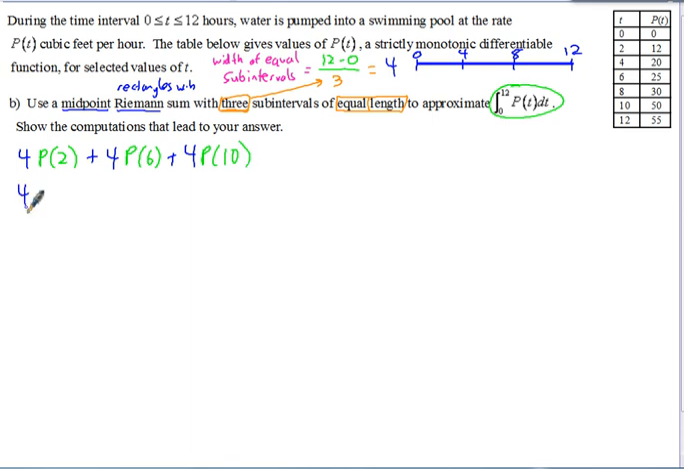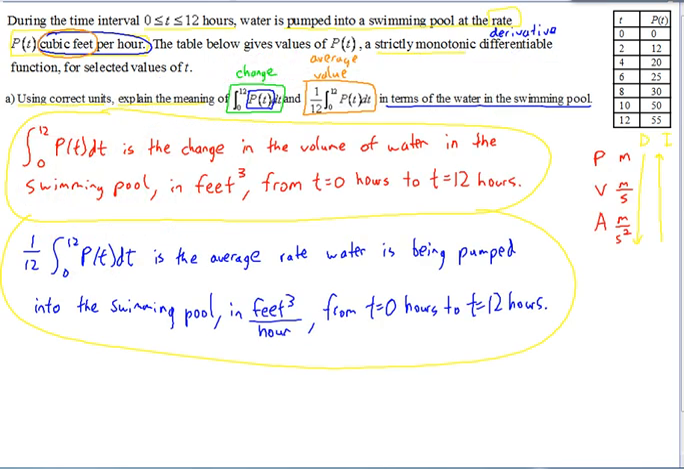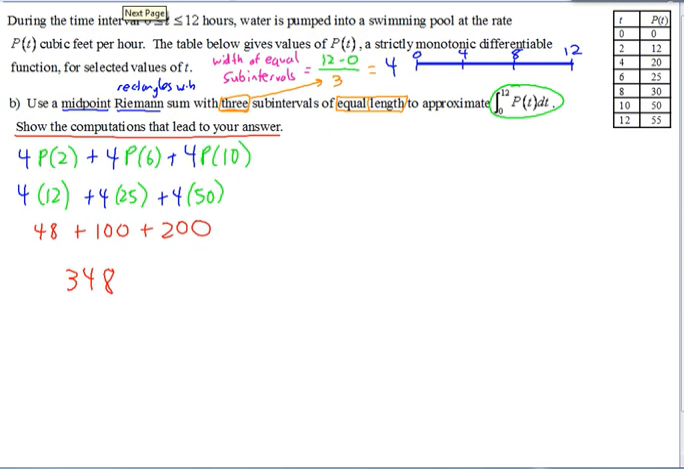And then we can put those in. P of 2, let's see, our table says 12. P of 6 is 25. P of 10 is 50. So we get 4 times 12, 48, plus 100, plus 200, which gives you 348. And it says show the computations that lead to your answer. That's what we did right here, so we don't want you to just do it all in your head and get 348. Now we don't have to, but because we did part A, we know what the units are. This was the change in the volume of the swimming pool, so it's in cubic feet. So our estimate is that the volume of the water in the swimming pool changed from 0 to 12 by 348 cubic feet.